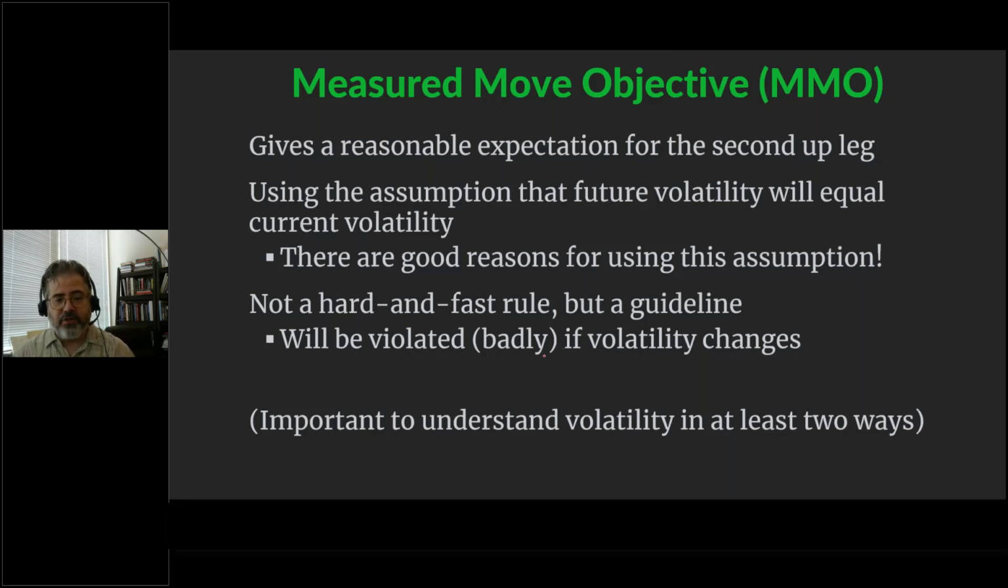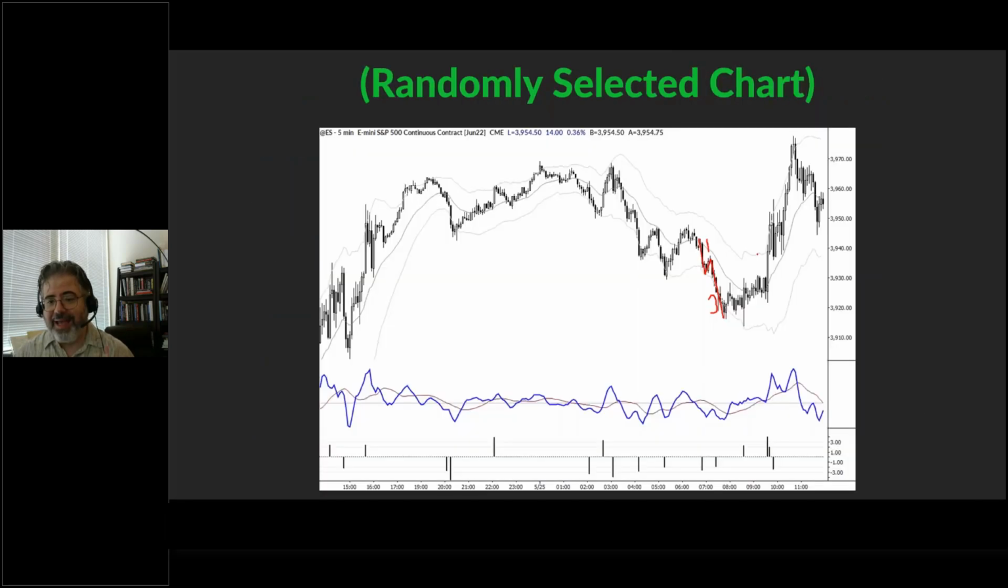And as I said, just treat it as a guideline. This is the key here, and this probably should be in orange text or something. The measured move objective will be violated, will be wrong, if volatility changes. And that's what happened here. That's why this leg is longer: because volatility increased. And here's another case where it worked reasonably well.